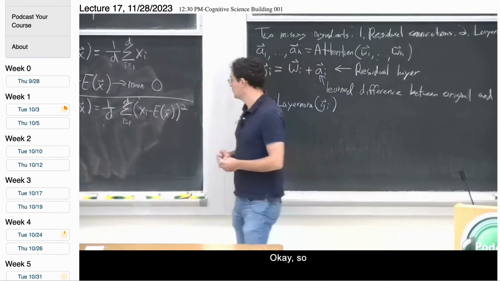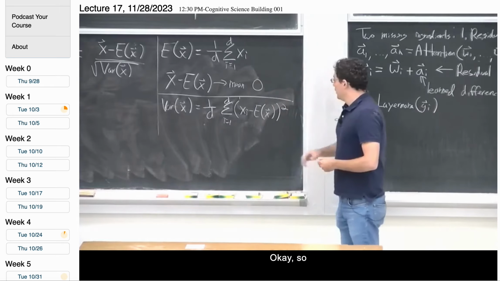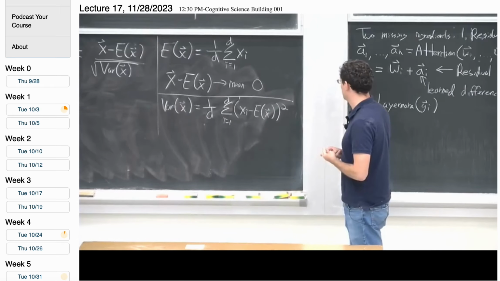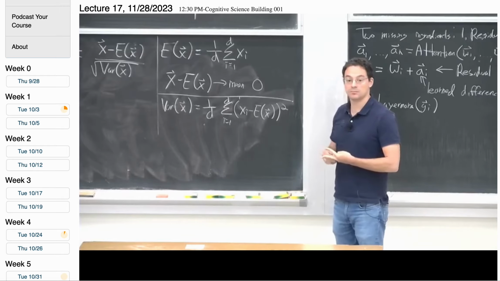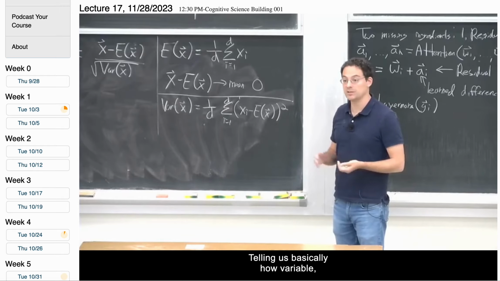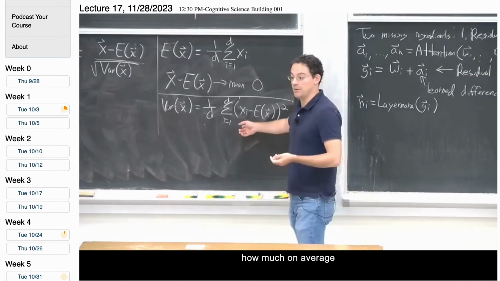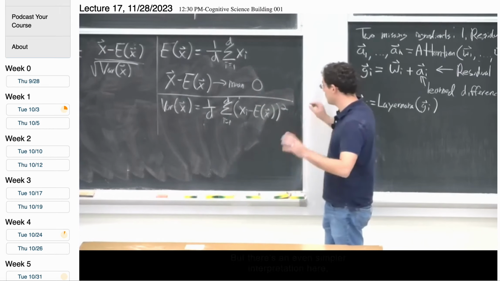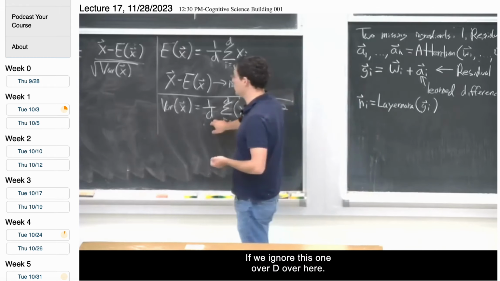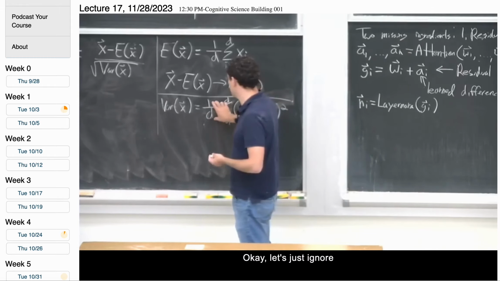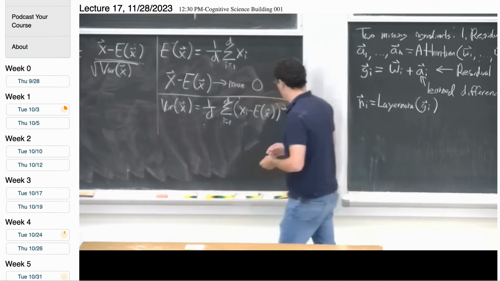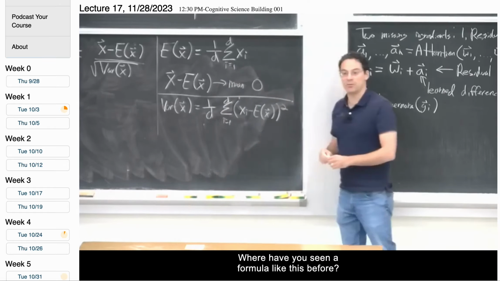Okay. So what's the variance telling us? It's telling us basically how variable it is, how much on average each position in the vector varies from the mean. That's the first thing it's telling us. But there's an even simpler interpretation here. If we ignore this 1 over d term for right now, where have you seen a formula like this before?